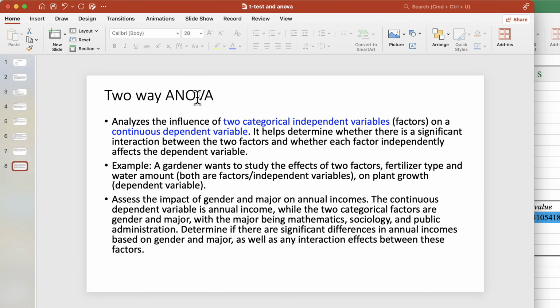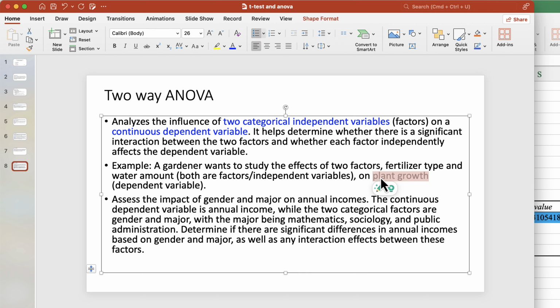And the last one is two-way ANOVA. In two-way ANOVA, we want to analyze the influence of 2 categorical independent variables, which are also called factors, on a continuous dependent variable. So for example, a gardener wants to study the effect of 2 factors, fertilizer type and water amount, and they will be called factors. And we want to study the effect of these 2 factors on plant growth, which will be the dependent variable and it will be a quantitative variable. For example, it could be the height of the plant, that will be a continuous variable.